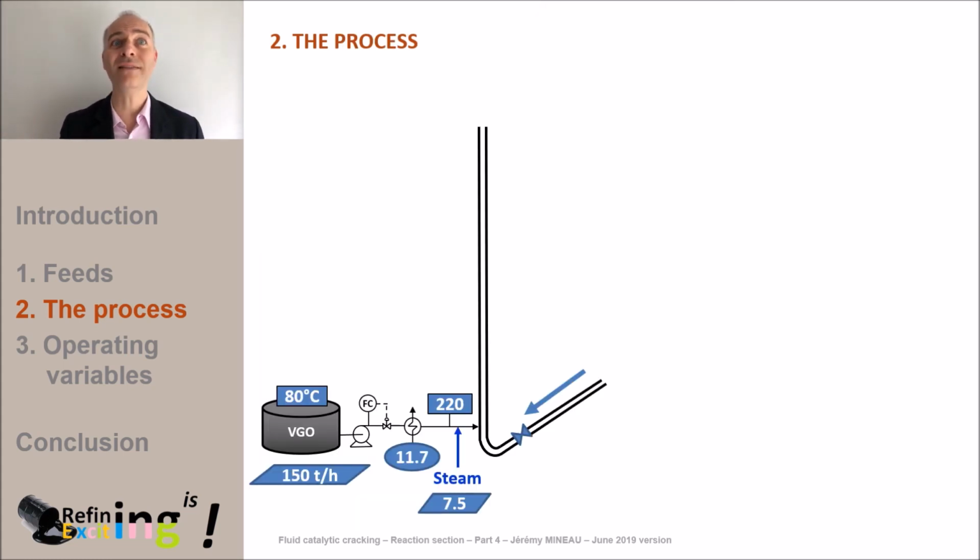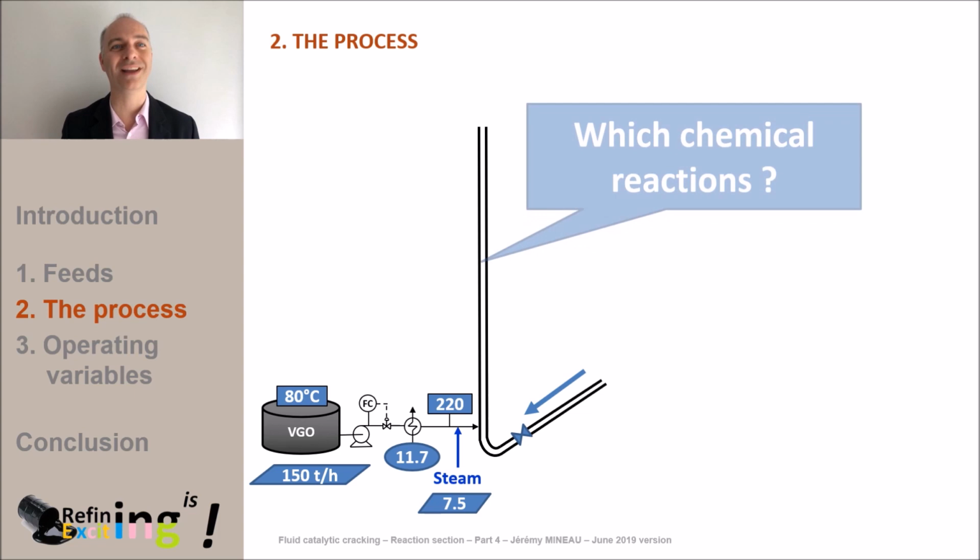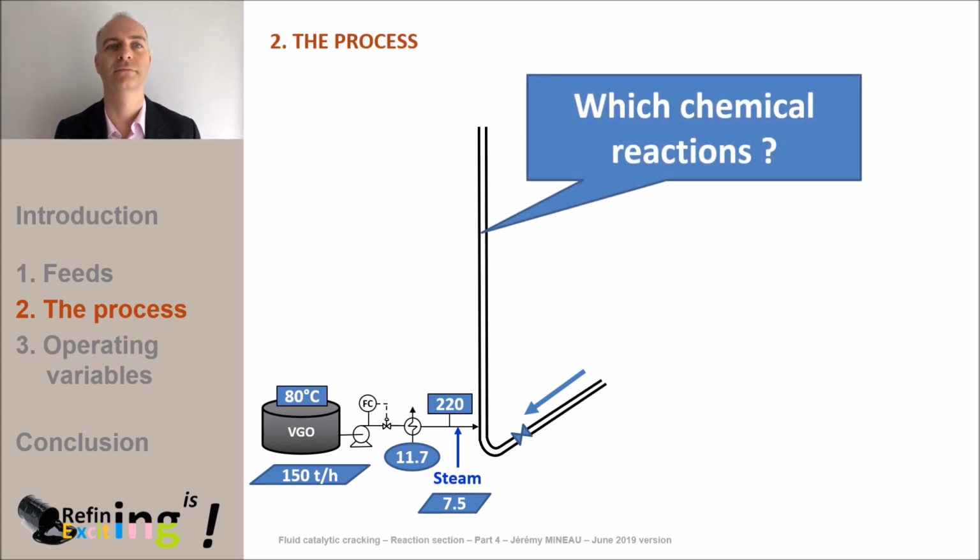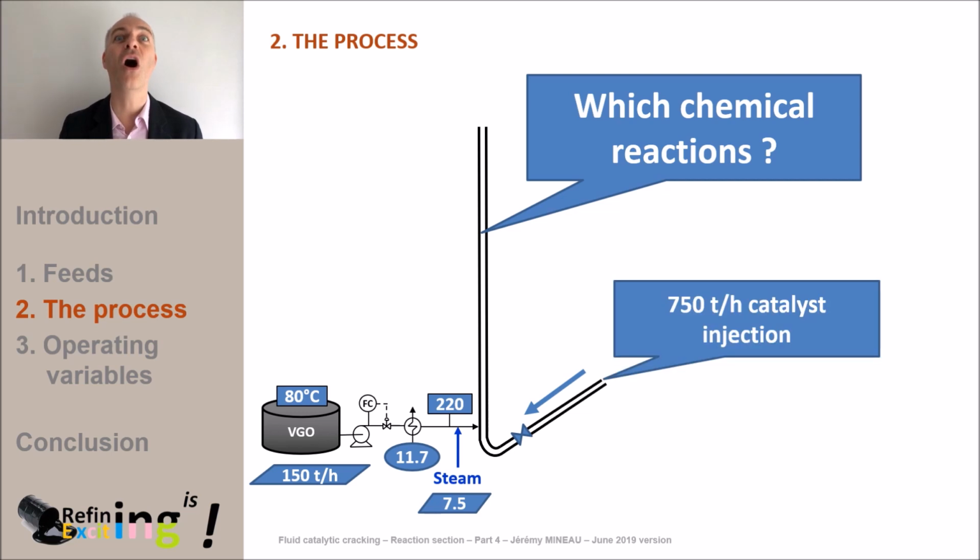But by the way, what are the chemical reactions that will occur in the reactor? We recall that the VGO feedstock has been preheated to 220 degrees C. Then the VGO has been introduced into the reactor in the presence of atomization steam and with 750 tons per hour of very hot catalyst, at around 700 degrees C. When the feed meets the very hot catalyst, this VGO completely vaporizes and undergoes a series of chemical reactions.